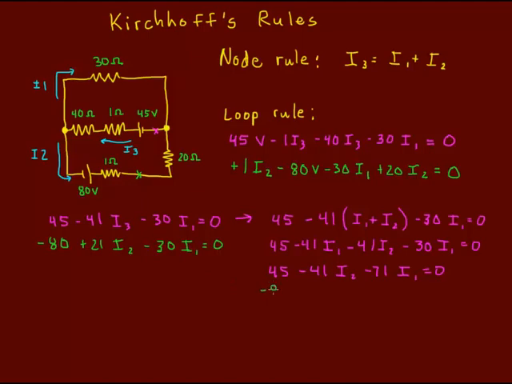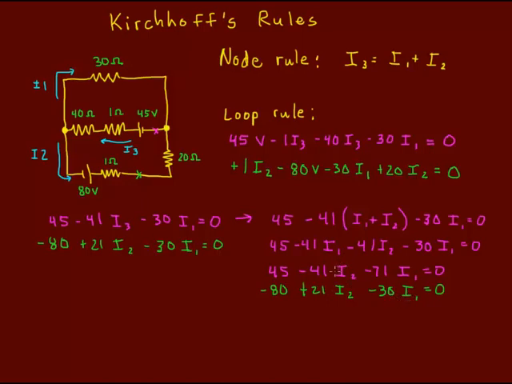Now I'm going to take this equation over here and rewrite it underneath. So I got minus 80 plus 21 I2 minus 30 I1 equals 0. And now I have two equations with two unknowns. At this point you can do linear algebra, you can make substitutions, whatever it takes to solve for the answers that you need to do.